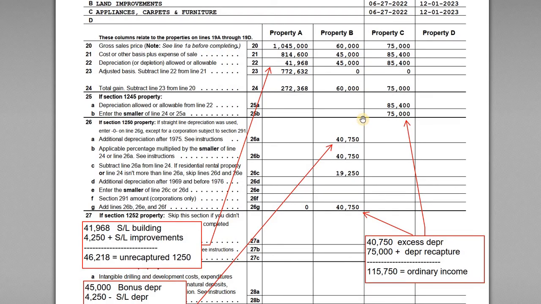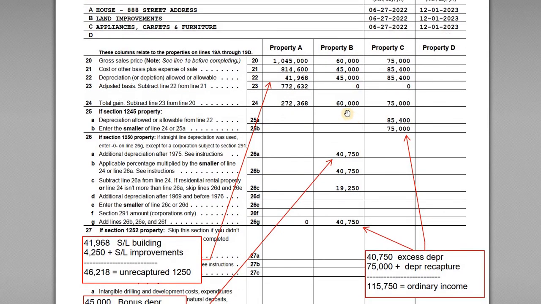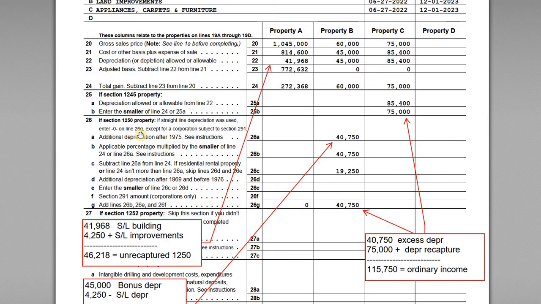So the last one, the more complicated one here, is property B, this land improvements piece. So we've got $60K of gain because we depreciated all of it. And so now we need to ask ourselves, okay, well, of that $60K in gain, what is that made up of? Is it ordinary? Is it 1250, 1231? What's the deal? Well, we go down to the 1250 property section, and here we did not use straight line depreciation, so we have to complete this section.